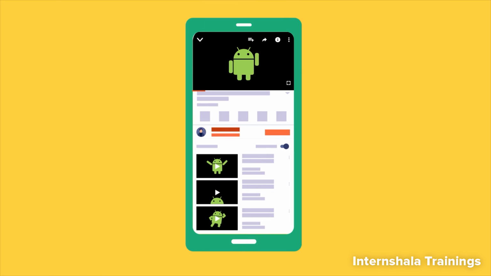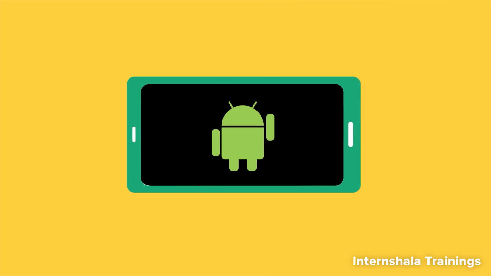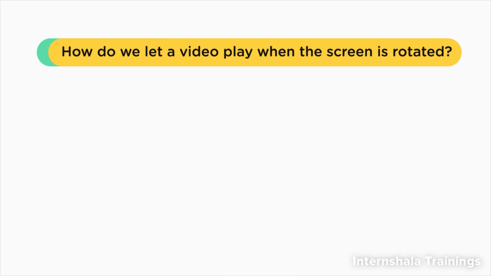Many times when we watch YouTube videos and we rotate the screen, the video continues to play, right? Well, in general, when you rotate the screen, the activity gets destroyed and a new activity gets created. But in the case of YouTube videos, the video is neither paused nor does it stop or restart. So how do we achieve this?